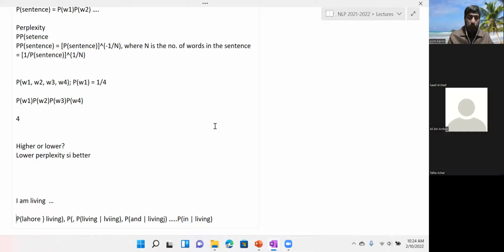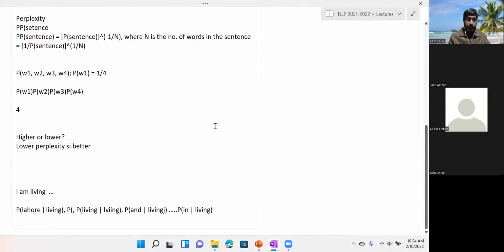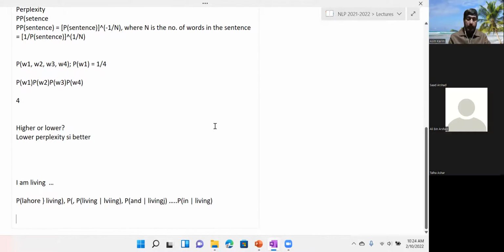So your language model will give you all of these options. A good language model would give you a higher probability for in as compared to others, while a poor language model might give some other word as a higher probable word, and the probability of in would be lesser. So if you compute the probability of the sentence, then you get a lower probability for the complete sentence, which is showing that the language model is poor.